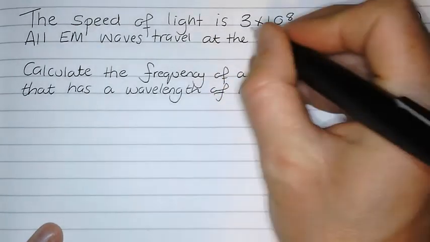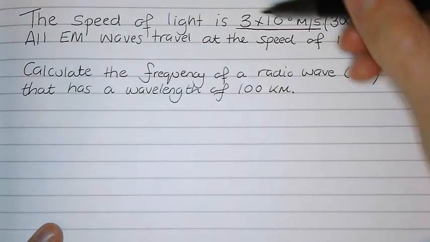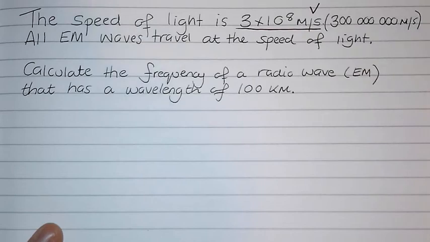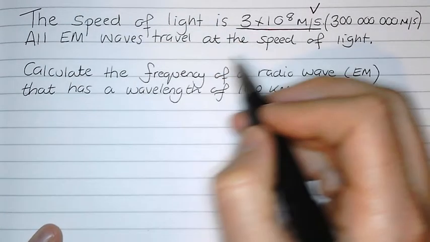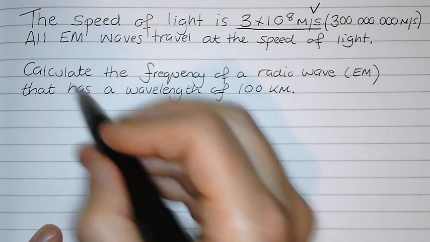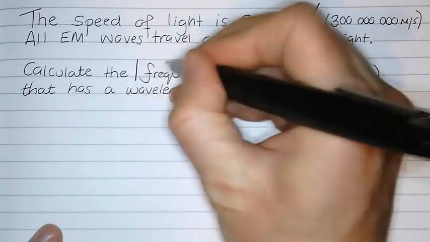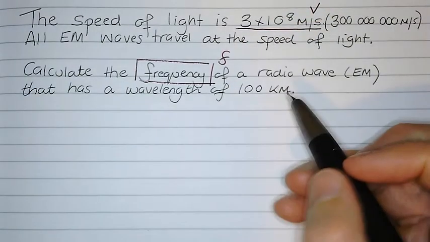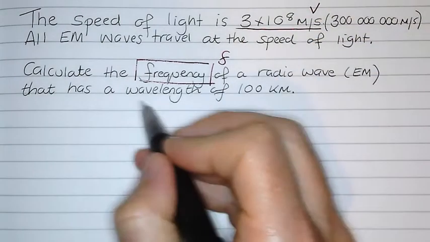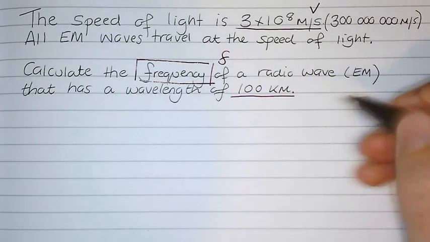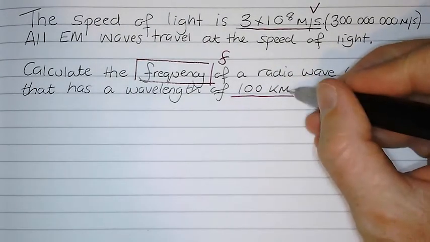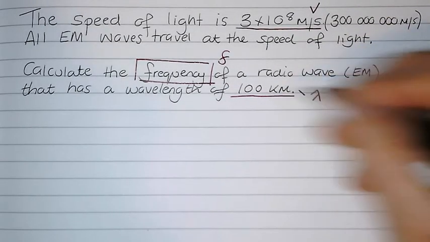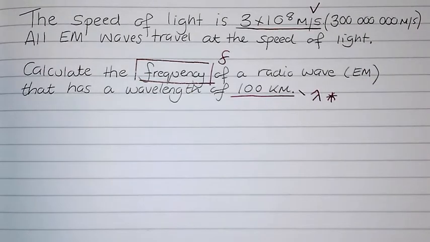So first number is this one. 3 times 10 to the power 8 meters per second. Meters per second, it's going to be our velocity. All EM waves travel at the speed of light, so that's our velocity. Calculate the frequency, so this is what we're trying to find. So it wants the frequency of a radio wave that has a wavelength of 100 kilometers. Now, meters are the units of wavelength, so that's going to be our wavelength. However, that's in kilometers, so we're going to need to convert that.